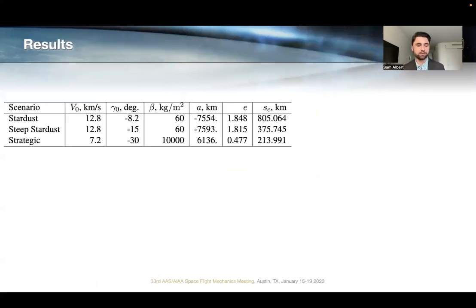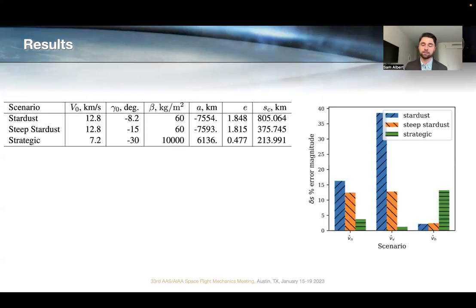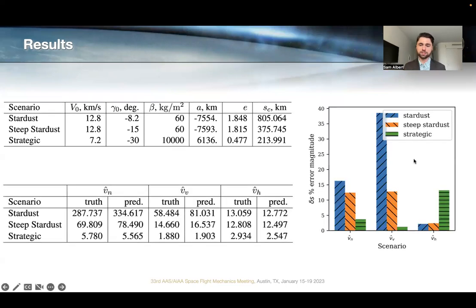So we set up 3 different scenarios here. The first is based on Stardust, so a sample return mission entering Earth on a high-speed hyperbolic orbit, flight path angle of -8.2 degrees, and a relatively low ballistic coefficient. The second scenario is identical except for a somewhat steeper flight path angle. And in the third case, we have a strategic example. So this is a much higher ballistic coefficient vehicle on a high energy suborbital trajectory entering with a steep flight path angle.